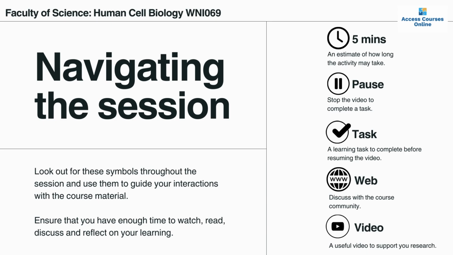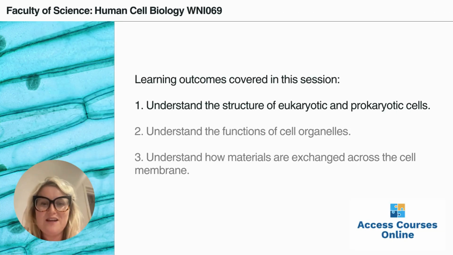So the first learning outcome for this unit is understanding the structure of eukaryotic and prokaryotic cells. In the next set of slides, I'm going to go over in detail what a prokaryotic and eukaryotic cell is, and then you may wish to use the thinking maps to help you map out the key differences between those two types of cells.